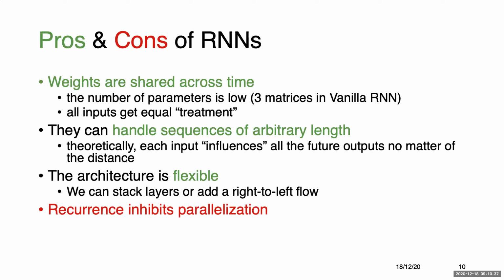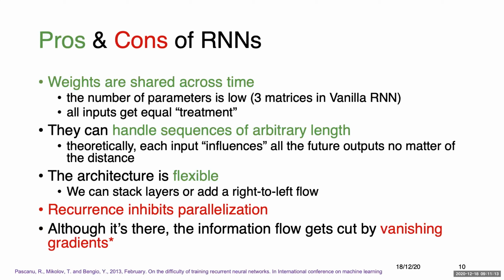That's for the pros. The most important con for recurrent neural networks is that recurrence inhibits parallelization. If you are used to the fact that you can take the kernels and do matrix multiplication in parallel on many GPUs, for example in convolutional neural networks, you can't do it in RNNs because each time step is dependent on the previous ones.